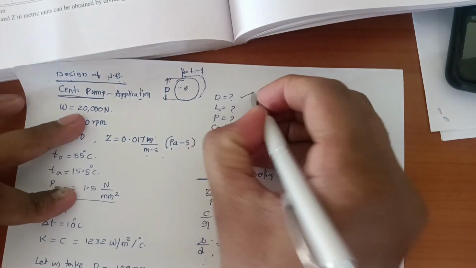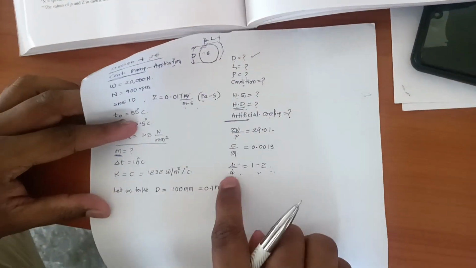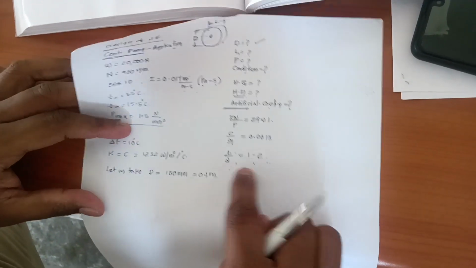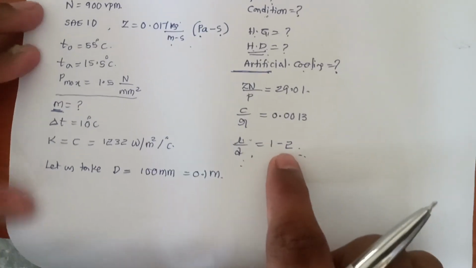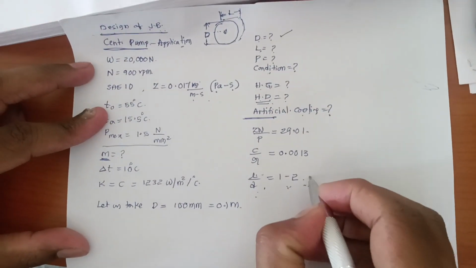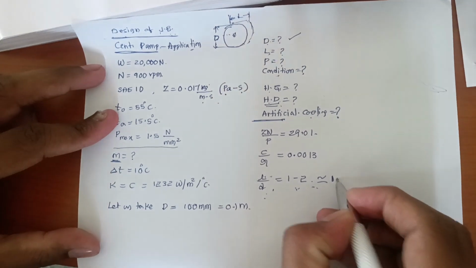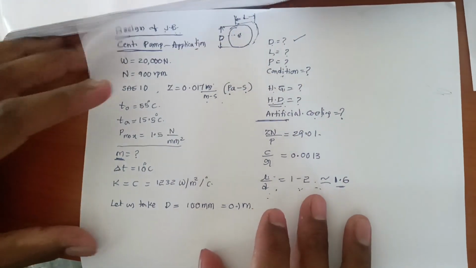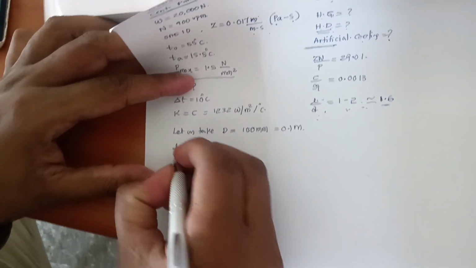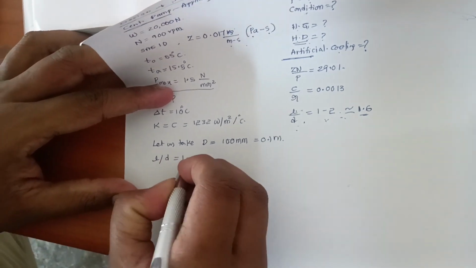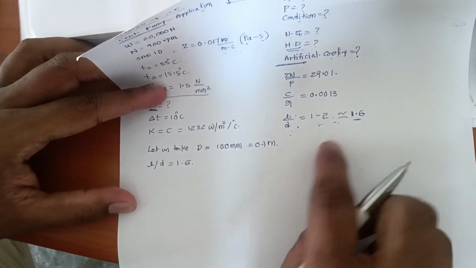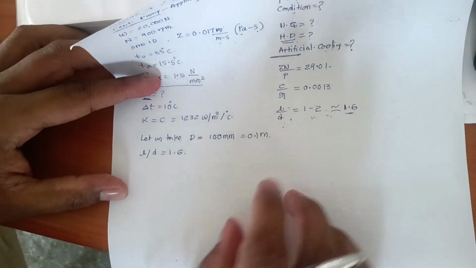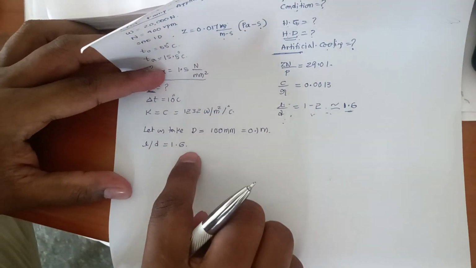So the diameter is over. After that you have to find out L. By using the L by D ratio, you can find the L value. Here the range is 1 to 2, so in general you can take the mean value around 1.6. That means here L by D is equal to 1.6. You can take 1.5 also, not a problem. We are taking 1.6.